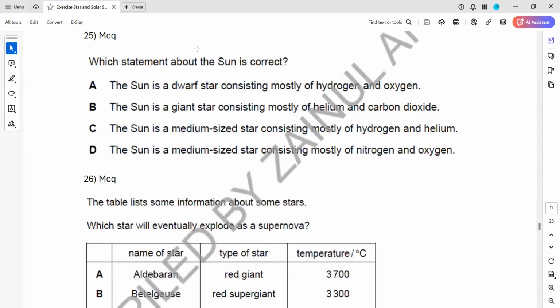Which statement about the sun is correct? So when we talk about the sun, is it a dwarf star? No. Is it a giant star? No, it's a medium-sized star which mostly consists of hydrogen and helium. The sun is not a very small star, nor a very big star. It is a medium-sized star which mainly contains hydrogen and helium.